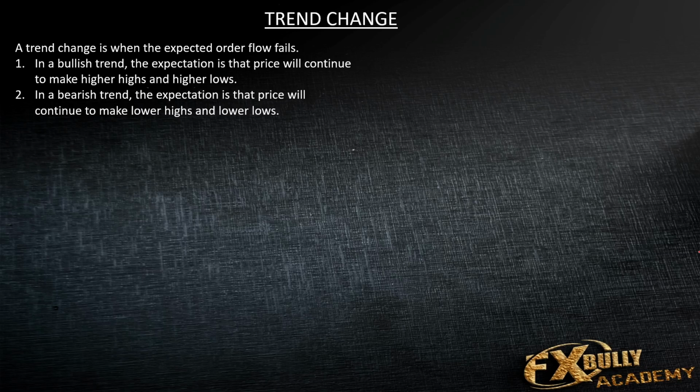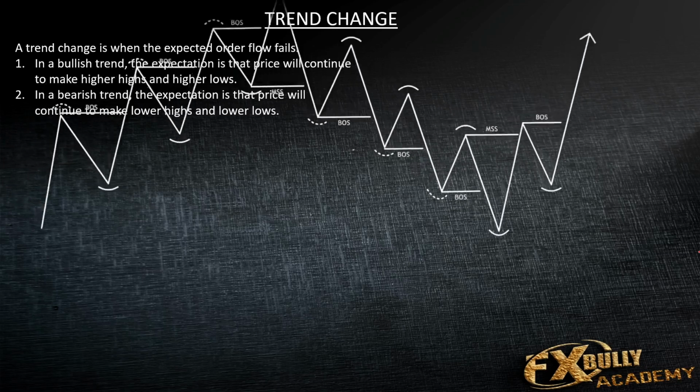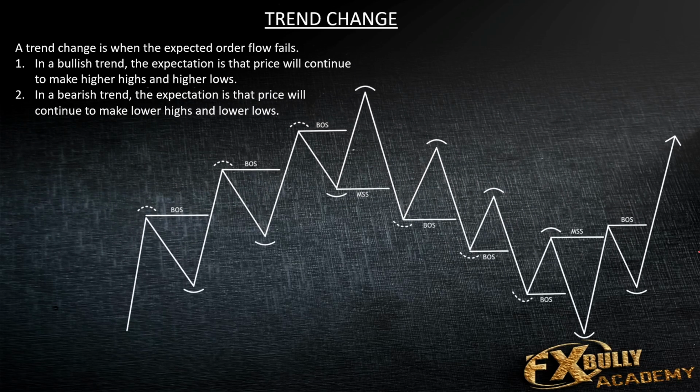Therefore, when a strong high fails or a strong low fails, we consider that a trend change. It means the interest has changed. The market might want to go in the other direction, you see. In a bullish market or a bullish trend, the expectation is that the price will continue to make higher highs and higher lows. But if that gets interrupted, we then consider that the market has changed direction.